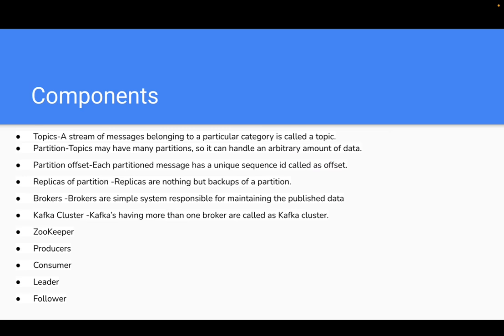Brokers are the systems responsible for maintaining your published data. A Kafka cluster has more than one broker, and that is called a cluster. ZooKeeper is used by the Kafka brokers and manages the leader and follower; it elects who will be the leader in our Kafka server. Producers are used to produce messages, and consumers are the consumer threads, with the leader and follower I explained earlier.